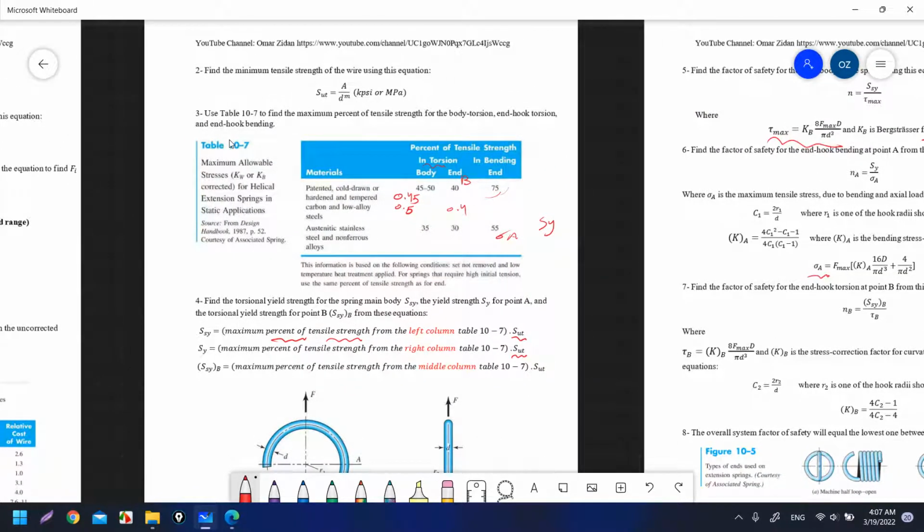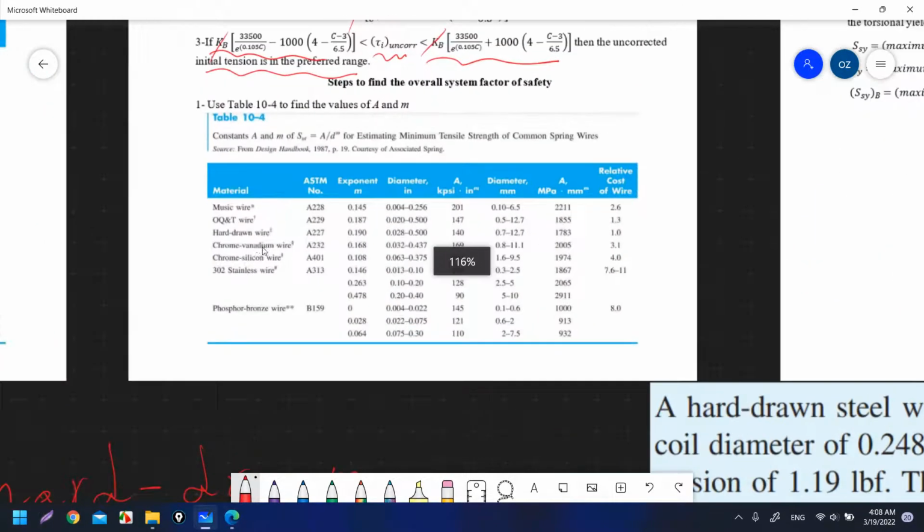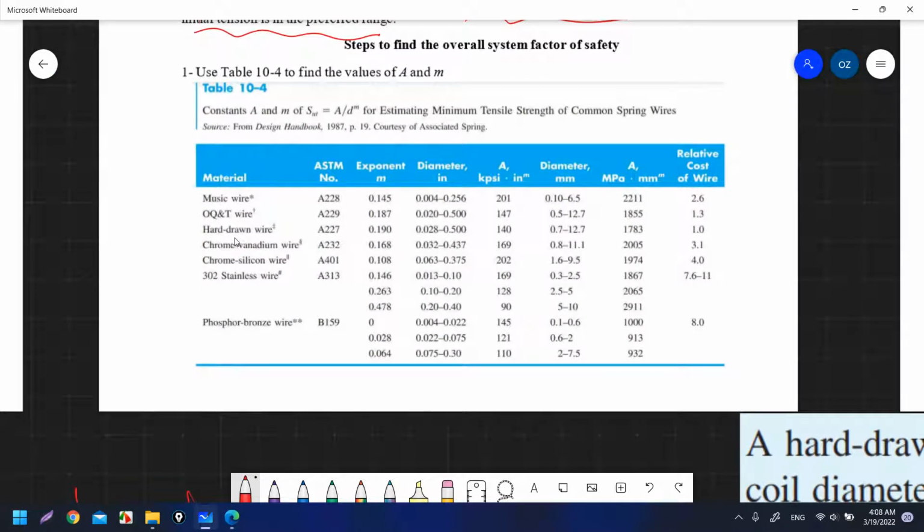SUT can be found from this equation, the minimum tensile strength of the wire. It is equal to A over D to the power M. D is the wire diameter. What about A and M? A and M can be found from this table. Here we have the hard drawn wire, because our manufacturing process is hard drawn. That is the exponent M, and also that is A. Our question is in pound per square inch, so this value will be in pound per square inch. We will not use the SI units.